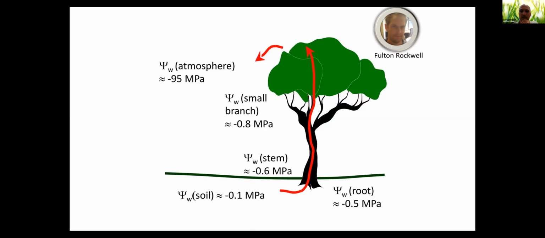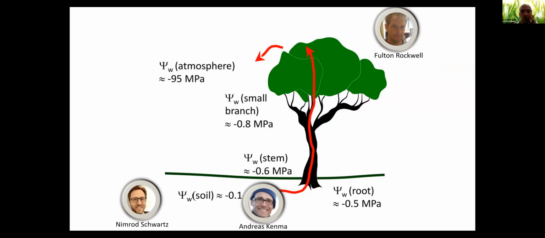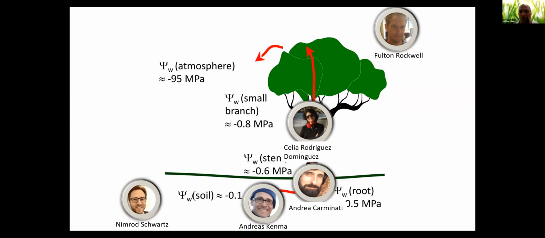And I guess he will ask all the difficult questions, probably very basic ones that we still are failing to answer. And then we'll have Andreas Kenma and Nimrod Schwartz, who will show us some visualization of roots down there. Andrea Carminati and Celia Rodriguez Dominguez will take us from the soil root interface and up the tree.